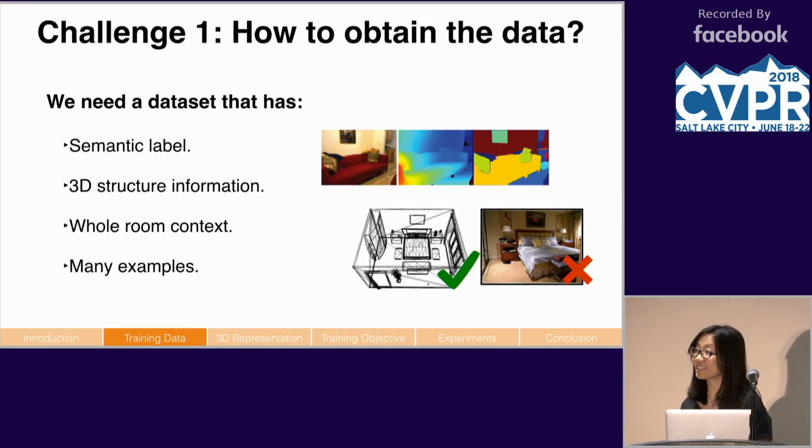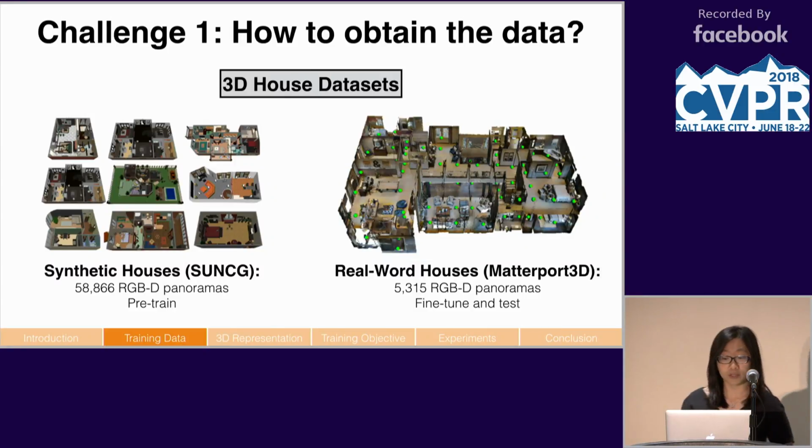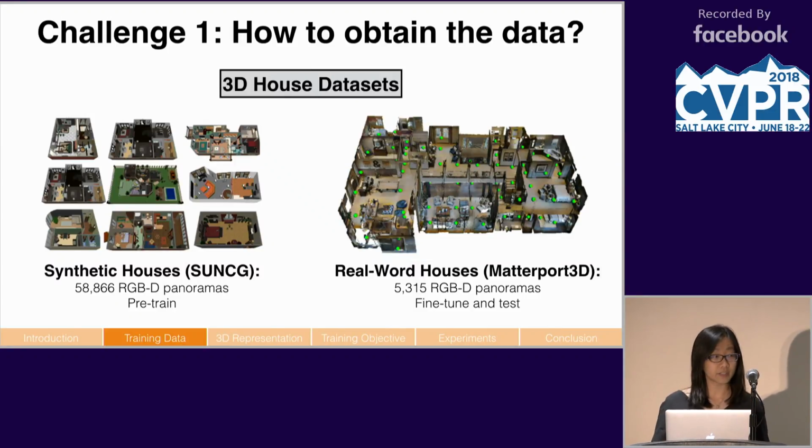So first, let's look at data. In order to train a model for this task, we need a dataset that contains semantic and 3D structure information for indoor environments. It should also contain the whole room contextual information instead of just a single view image. And we need a lot of them to cover the whole distribution of typical indoor environments. Based on these requirements, we make use of both synthetic and real-world 3D house datasets. More specifically, we pre-train our model on the synthetic dataset, SUNCG, and then fine-tune and test our model on the real-world dataset, Matterport3D.